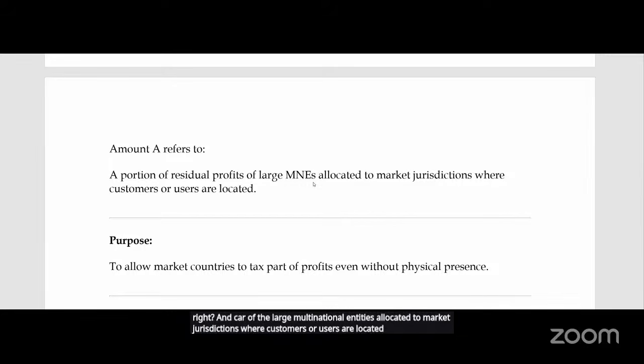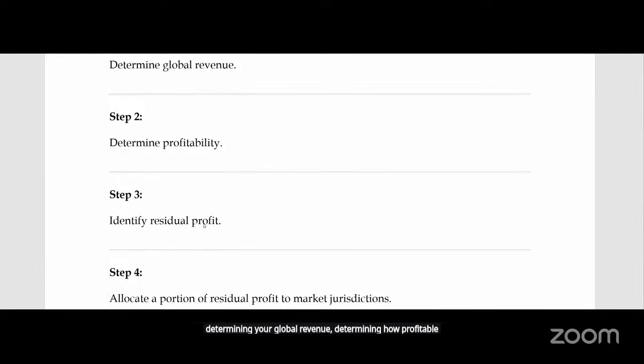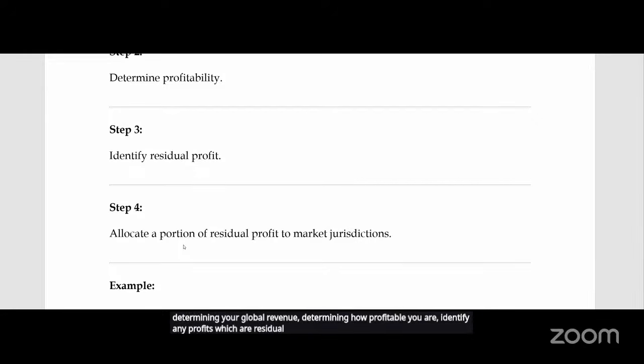This is what I was saying before, that we look at where the majority of your users are located. This is to allow market countries to tax part of the profit even without physical presence. So amount A involves determining your global revenue, determining how profitable you are, and identifying any profits which are residual. Then you allocate a portion of the residual profit to the market jurisdictions.